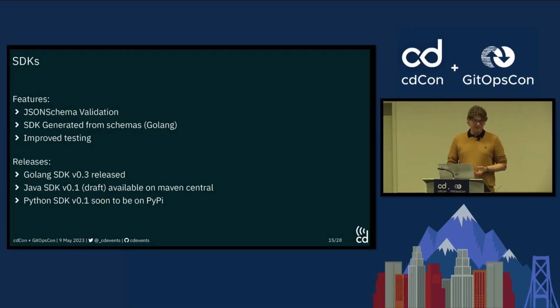And we had a lot of work happening also on the Java SDK and the Python SDK. So we have an initial version of the Java SDK that was published onto Maven Central. And here we also had a lot of help from our Fidelity community members who joined the project and helped us a lot with that. And similarly for the Python SDK, we have a first release soon to be deployed on PyPI.